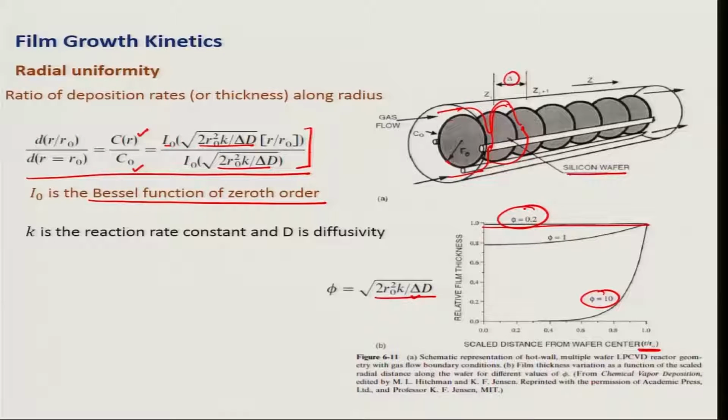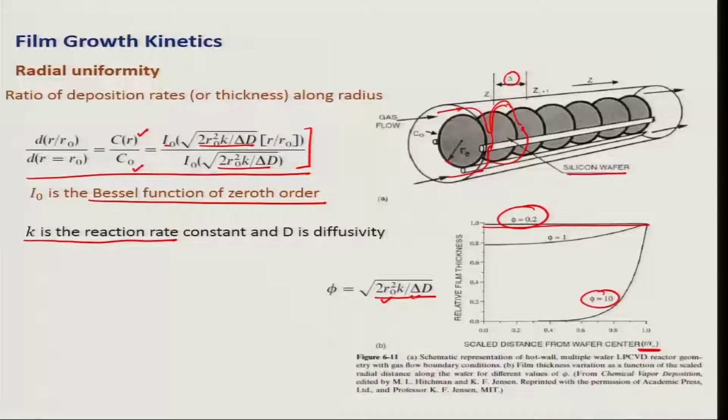Phi small means that your radius is small and K, the reaction rate constant, is small, so it does not depend on the reaction rate, and your delta and these are small. If the reaction rate is slow, then it gives enough time for the gases to diffuse. Also diffusivity is high, and the separation between the wafers is high.